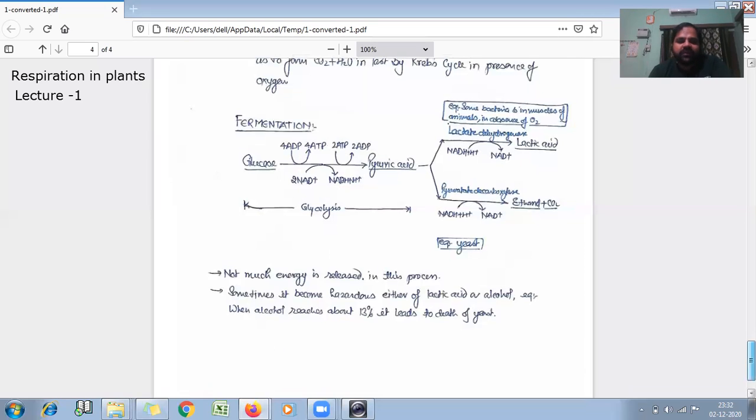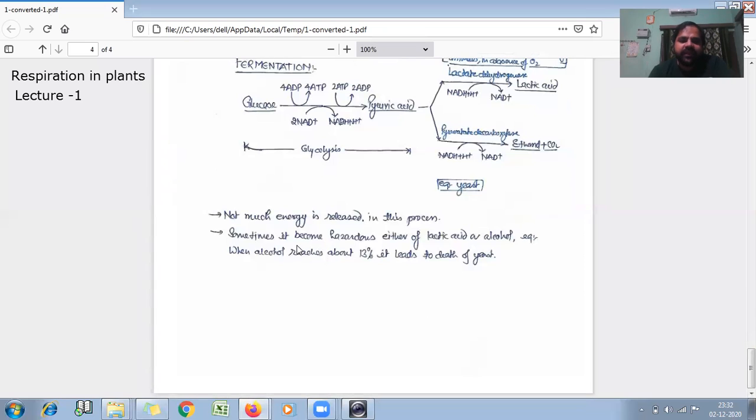Now we can see that sometimes either lactic acid or alcohol formation becomes hazardous, means this fermentation process can be hazardous to that particular organism. As an example, when the alcohol reaches about 13% or more, then it leads to death of yeast.